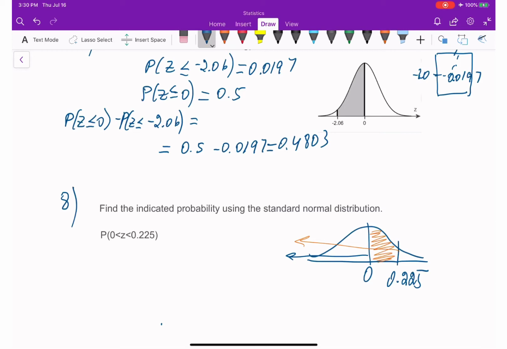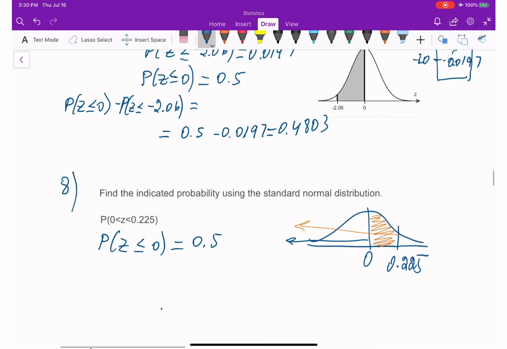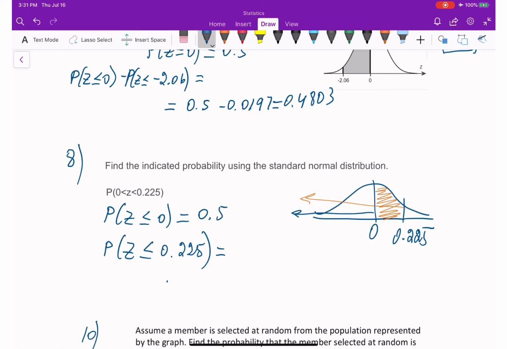Let's go. Probability of z-score less than or equal to 0 is going to be 0.5, right? You don't even need to go to the table for this. Every time z-score equals 0, it's 50% because we have a bell-shaped graph. So when it's 0, 50-50. Probability of z-score less than or equal to 0.225. If you look in the table, obviously you're going to look in the positive table, it's going to be 0.591.